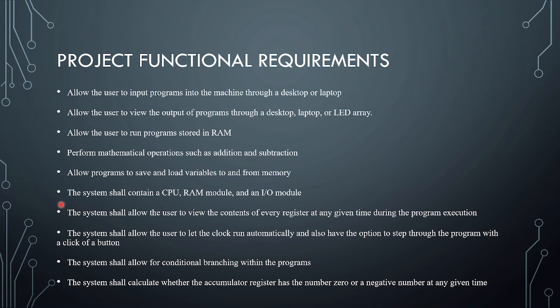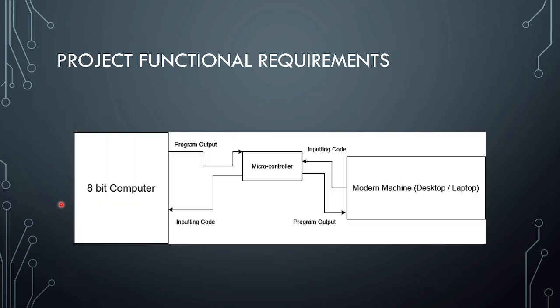The system shall allow for conditional branching within the programs. This is not a strict requirement for computers. However, it allows for way more complex programs and way more useful programs. So that's why I want it in my computer. And along with that, the system shall calculate whether the accumulator register has a number 0 or a negative number in it at any given time. And this goes hand in hand with conditional branching, which we'll get into in a moment.